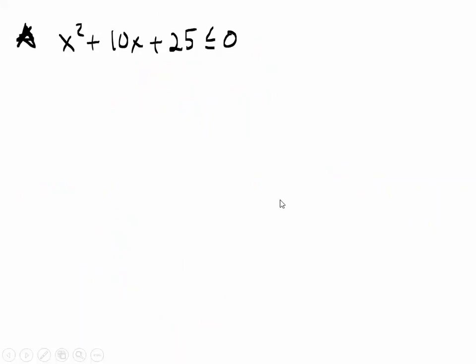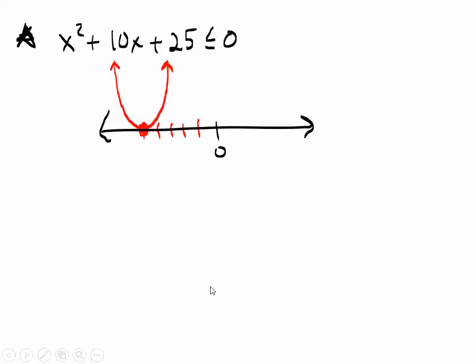So instead of being a less than symbol, I'm going to make it less than or equal to. So again, don't need to do all the work because the work is going to be exactly the same. What we're going to do is find a 0 at -5, and the parabola goes like this. So based upon the inequality, based upon the parabola that we got, tell me what is the answer, and you should be able to tell me what the answer is.